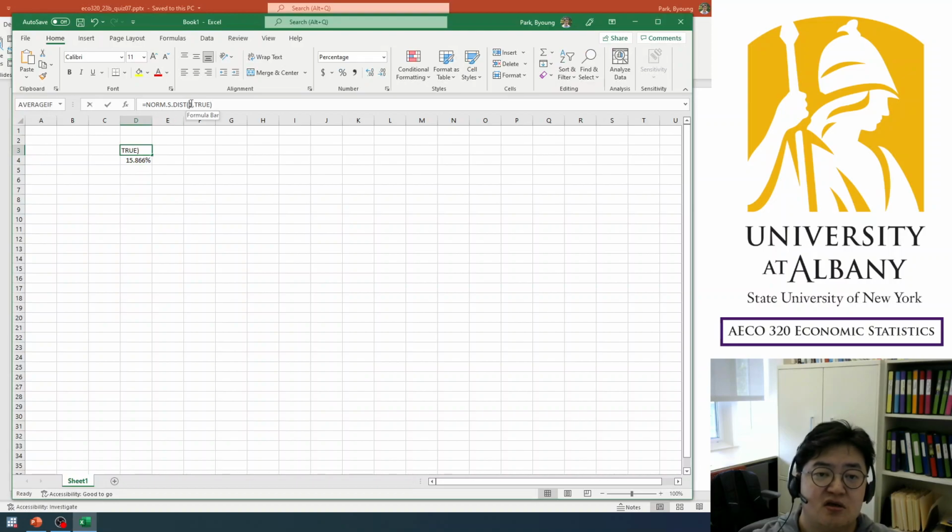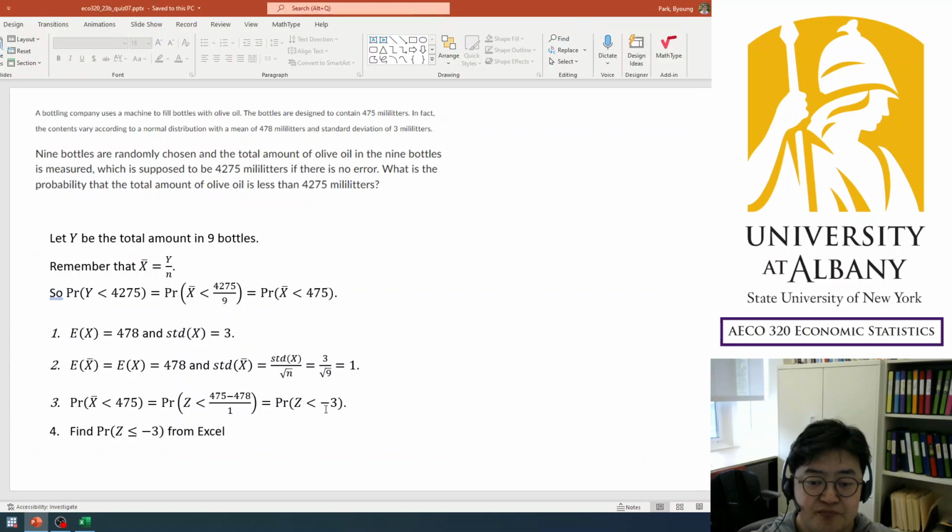So change this part to minus 3. The answer is 0.135%. So this is already a cumulative probability. So it is 0.135% only. That is the answer here. Okay.